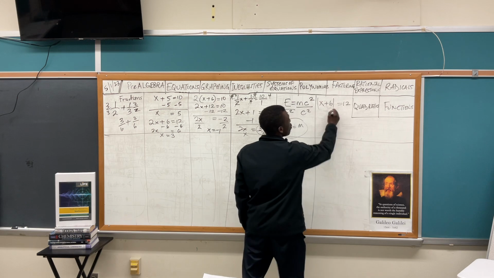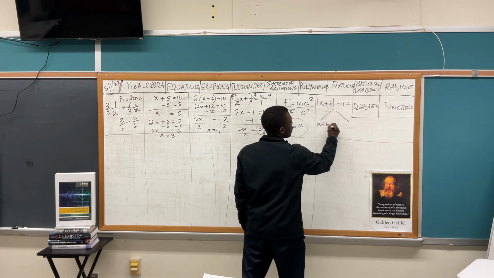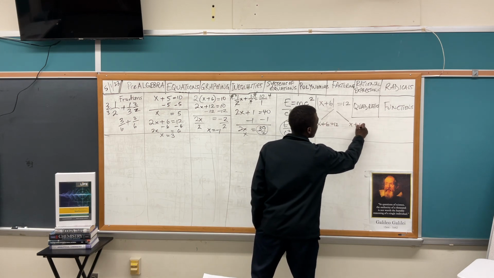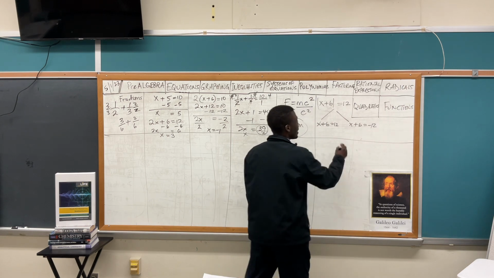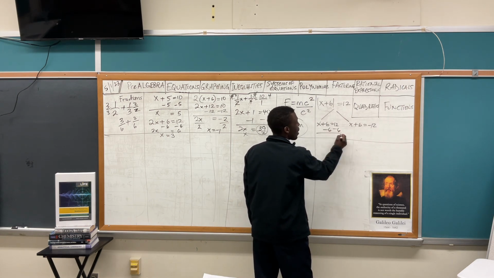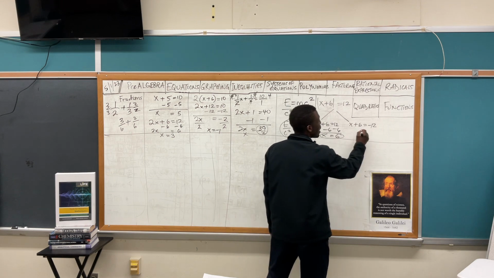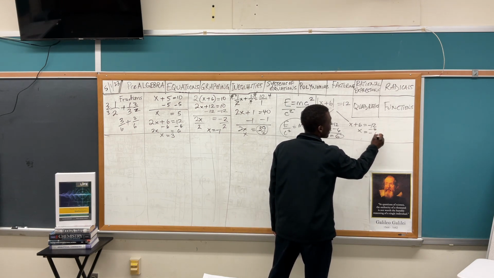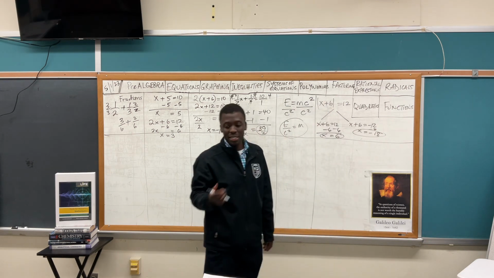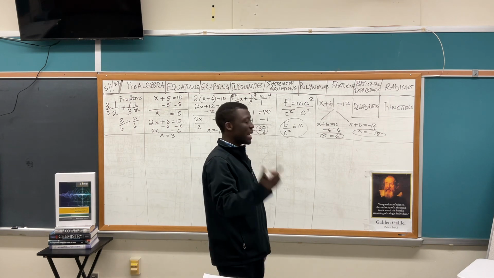In this case, you have 2 solutions. You're going to have x plus 6 is equal to 12, and x plus 6 is equal to negative 12. So basically, you solve each one of them for x. You get x is equal to 6, and over here you get x is equal to negative 18. So negative 12 minus 6 will become negative 18.